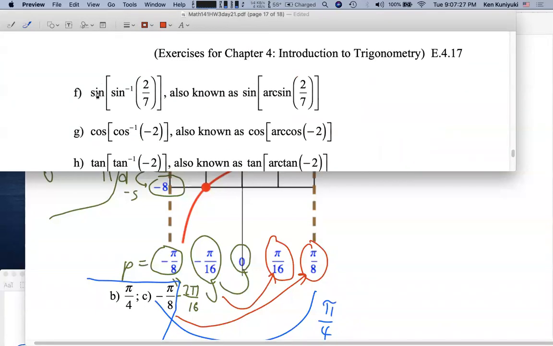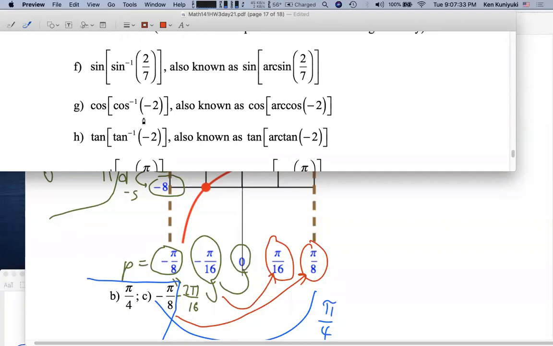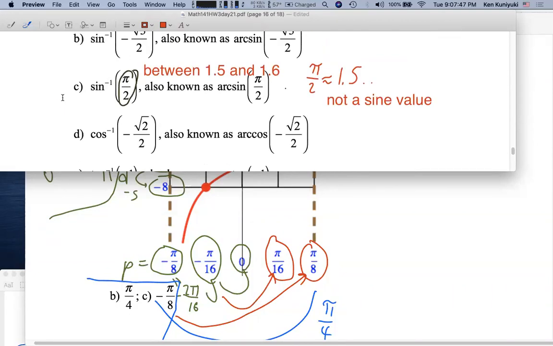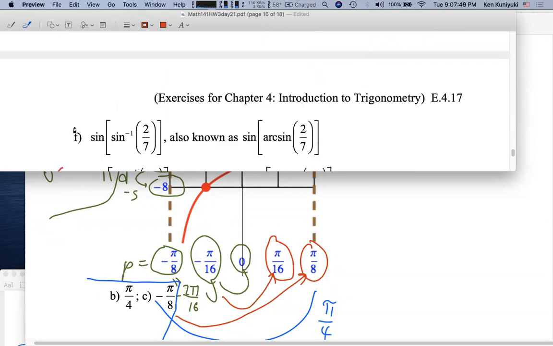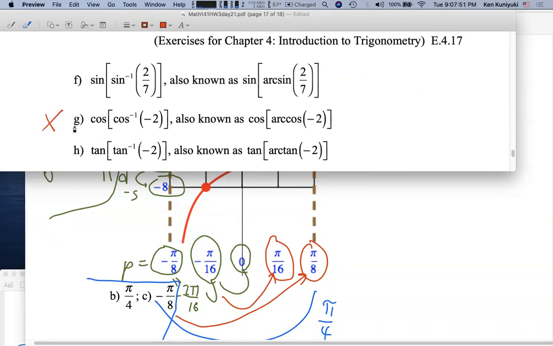2/7 goes to sine. It asks, am I in your range? Yes, you are. The answer is 2/7. Now, -2 as cosine, am I in your range? Nope. So then we ask, can we take the inverse cosine of -2? Is -2 a cosine value? No, it's not. G is bad. G is undefined. So was C. C was undefined. G is undefined.